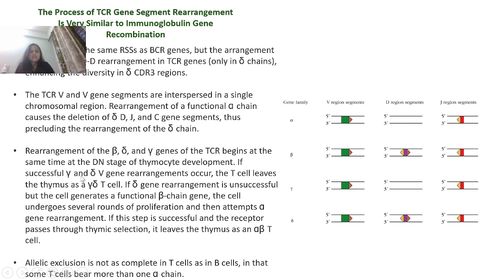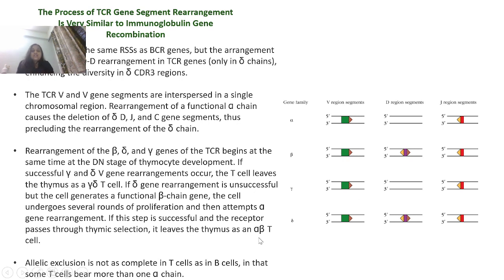If successful gamma and delta V gene rearrangement occur, then the T cell leaves the thymus as a gamma delta T cell. If gene rearrangement is unsuccessful but the cell generates a functional beta chain gene, the cell undergoes several rounds of proliferation and then attains alpha gene rearrangement. If this is successful, then it passes through thymic selection. It leaves the thymus as an alpha beta T cell. So, similar to the B cell, it will form either the alpha beta receptor or the gamma delta receptor.